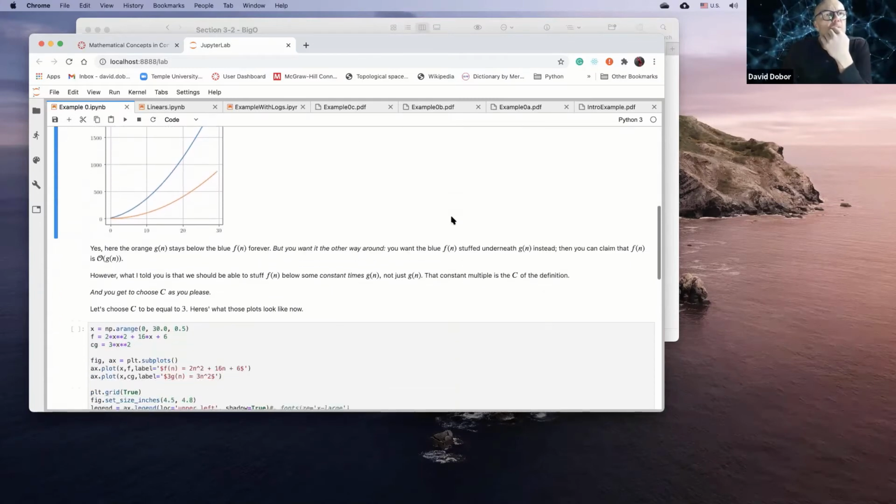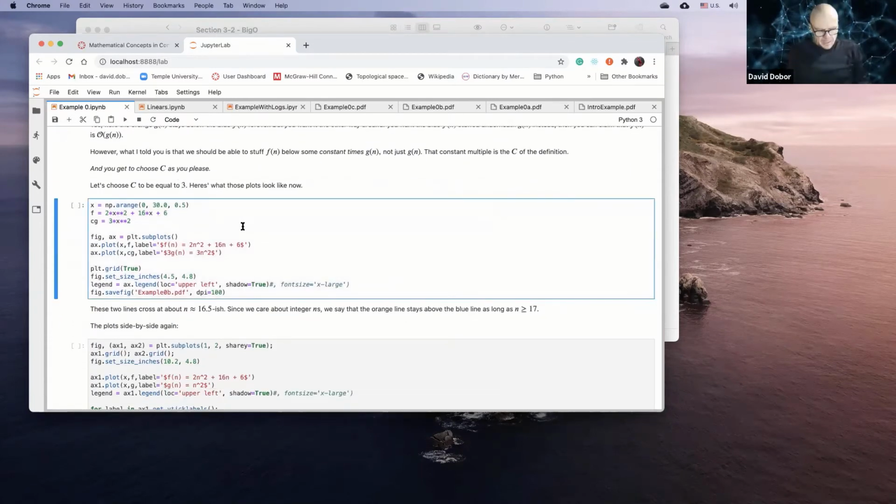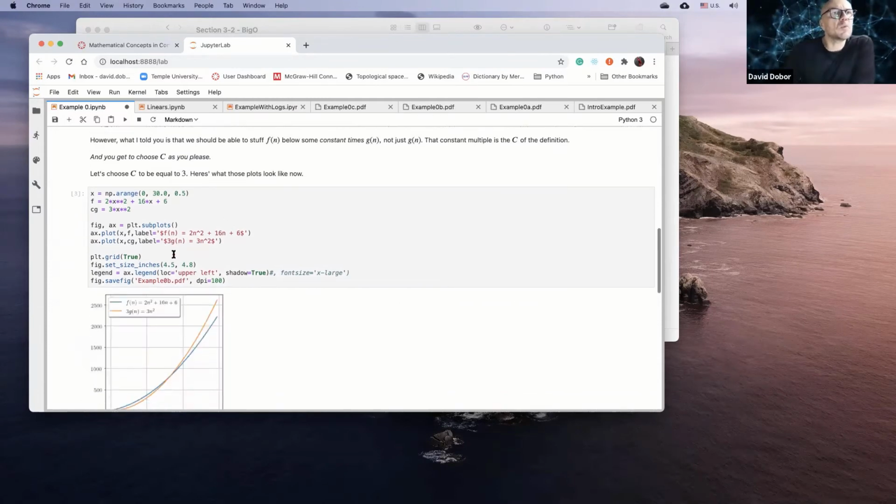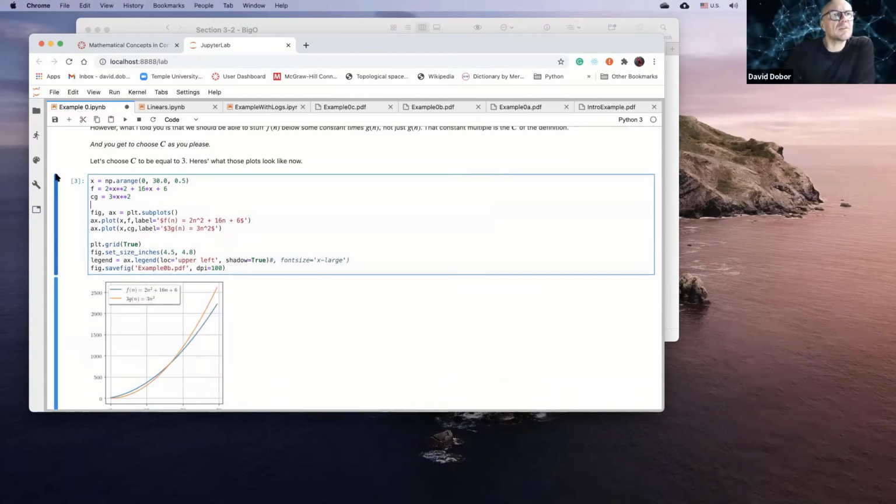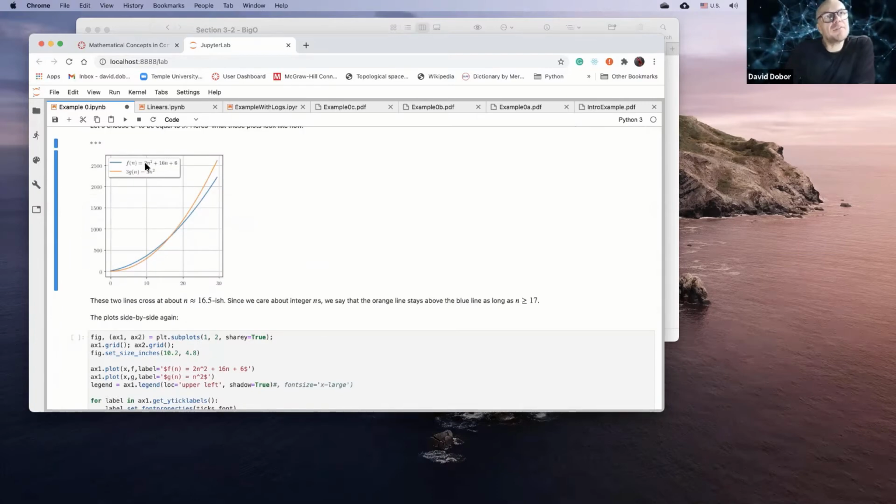Okay, so when you choose c to be equal to 3 and plot this function, we have the same f of n, but now what happened to g of n as I stretched it by 3 times? Well, now I have an intersection point between the blue f of n and the orange g of n. After this intersection point, the orange line will always stay above the blue line. They're both parabolas here.